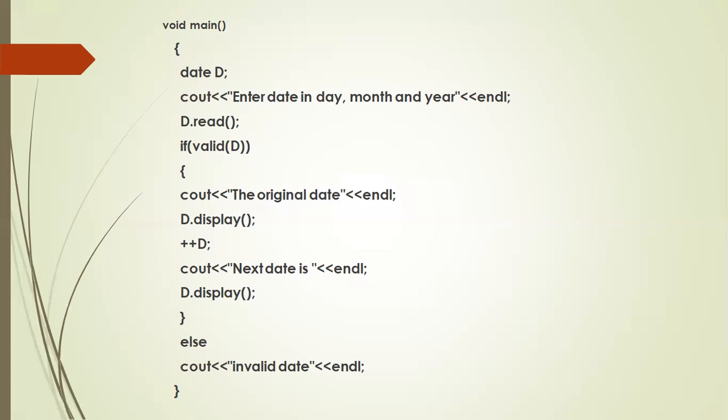After d++, once again you call the function d.display. So it will increment the date. Else, cout: the given date is invalid. So in this program, you should observe two things.